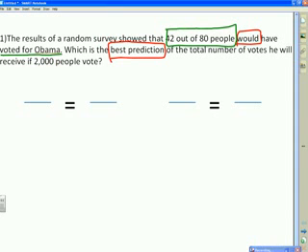Okay? So let's put that in words. What we're doing is we're looking at the people that voted for Obama out of the total number of people. So I need to make sure that Obama over total equals Obama over total. Okay, so the proportion should look like that, but with numbers instead.